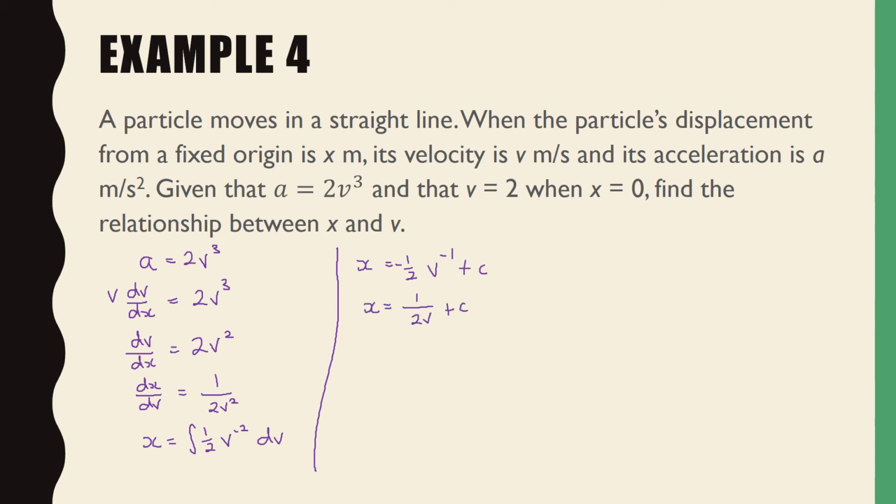If we now sub in our initial condition, when v equals 2, x equals 0. So 0 equals a quarter plus c, or c equals negative a quarter. So therefore, we get x equals 1 over 2v minus a quarter. The question this time says find the relationship between x and v, so it doesn't specify what form that relationship needs to take, so this is fine to leave as it is.